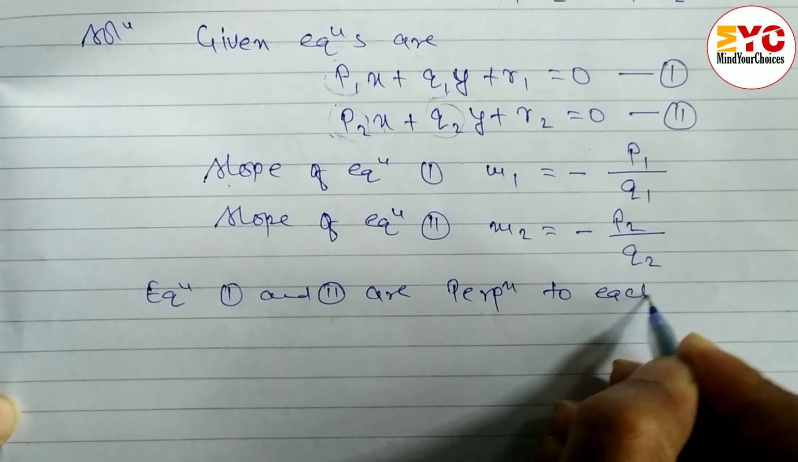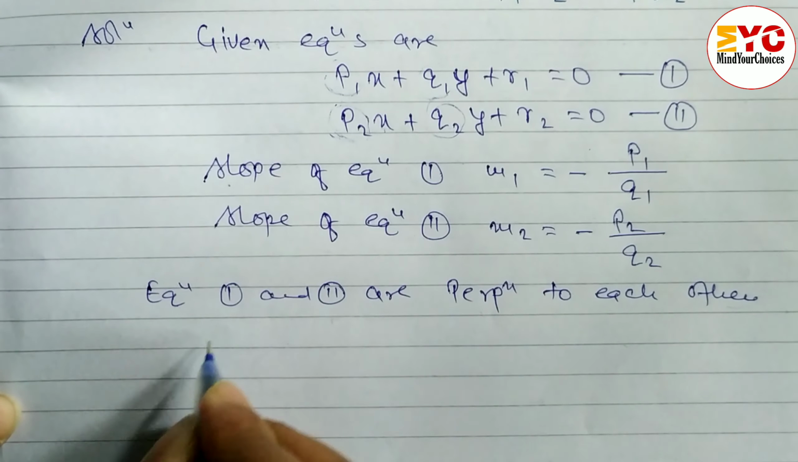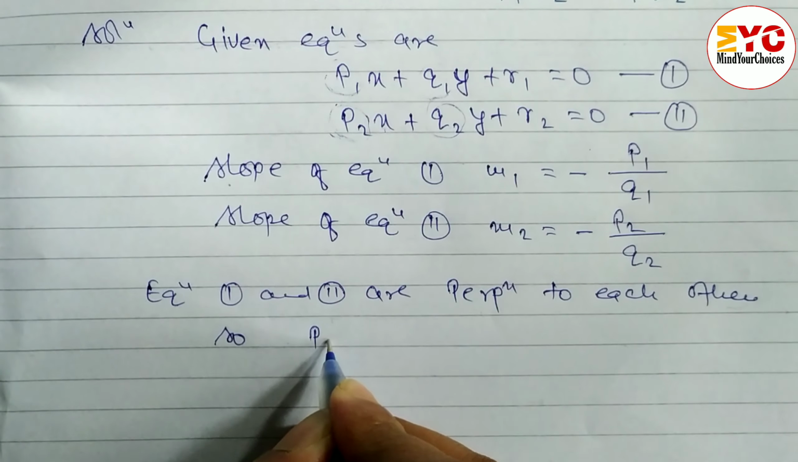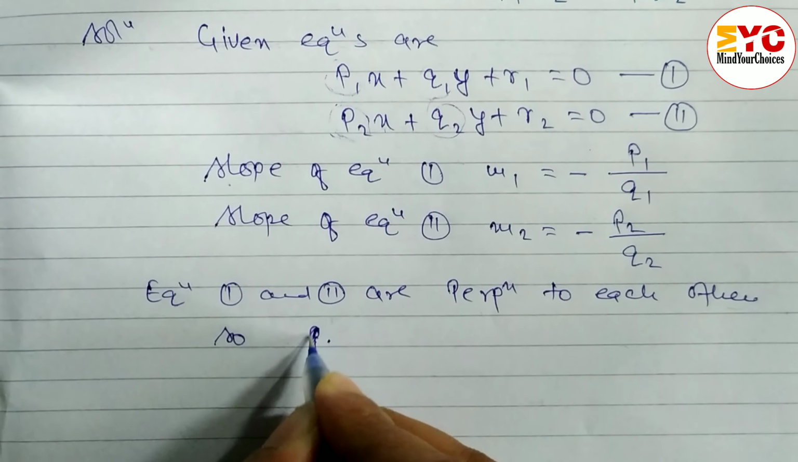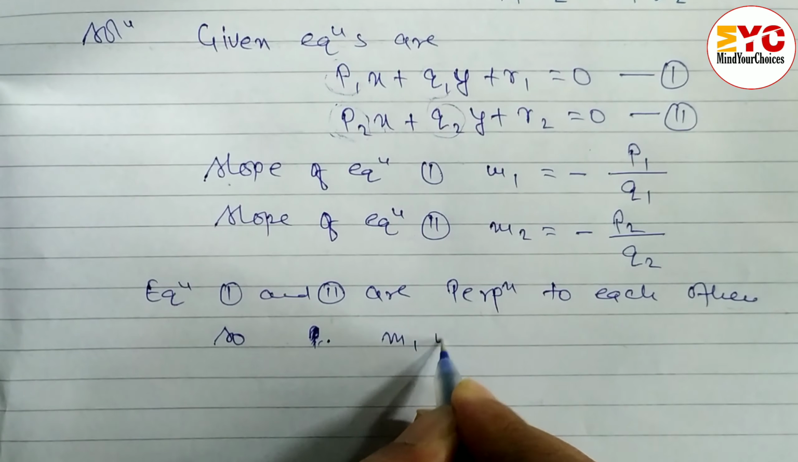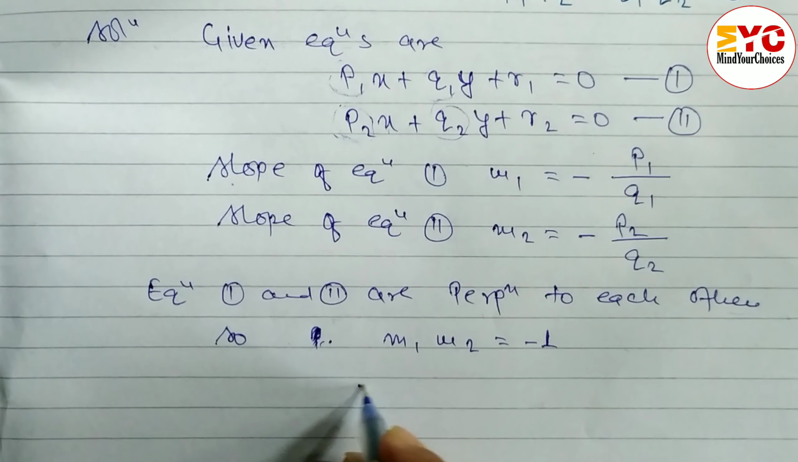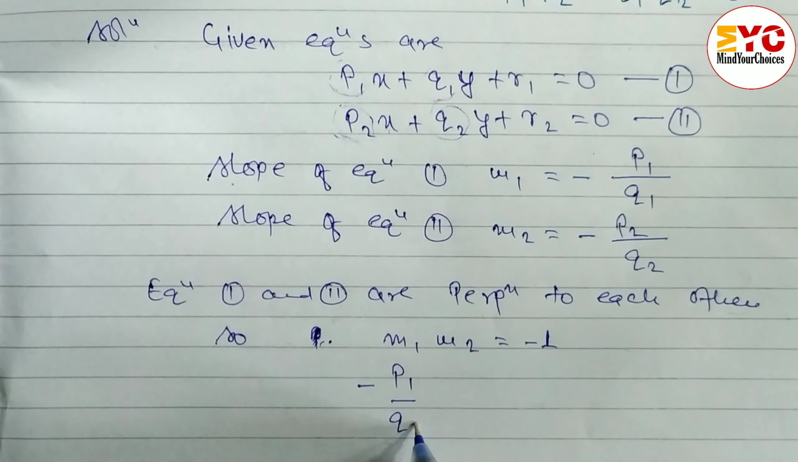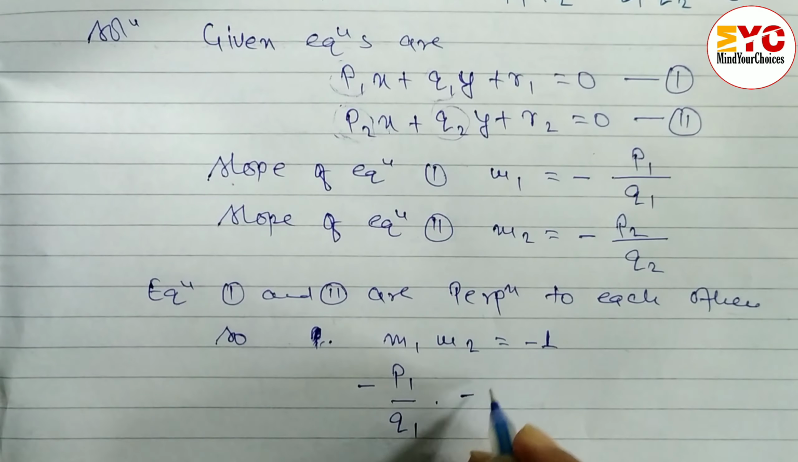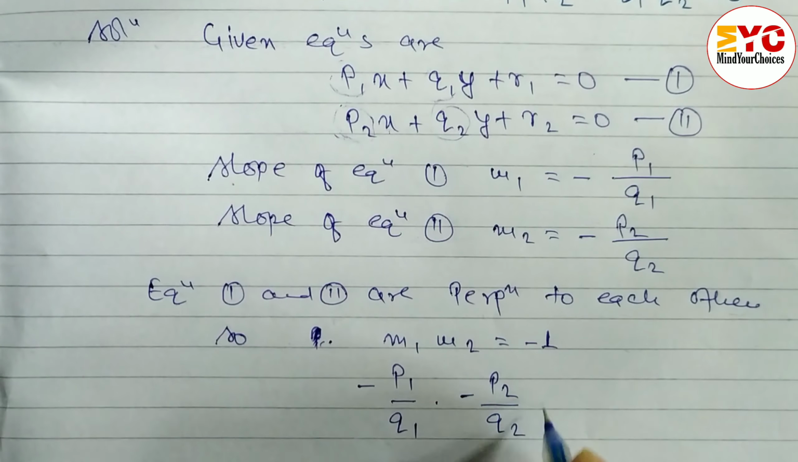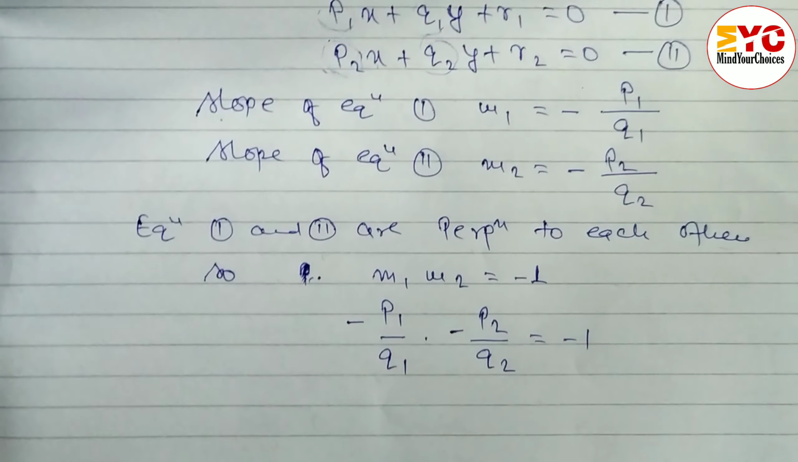to each other. Both the equations are perpendicular to each other, so we can write here, if two lines are perpendicular to each other, then m1 m2 is equal to minus 1. What is the value of m1? You can see here, minus p1 by q1 into m2, which is minus p2 by q2, is equal to minus 1. Hope you understand up to here.